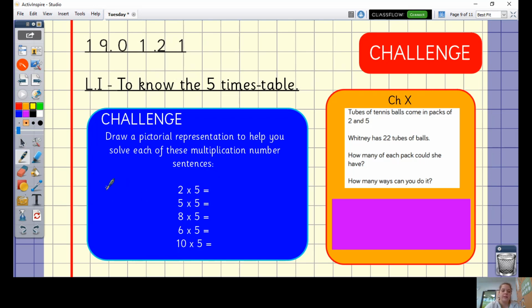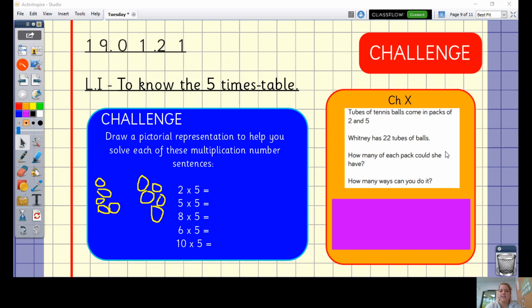So for example, over here, I might draw that's 1 group of 5, and then another group of 5 over here. Now, if you wanted to, you might want to draw an array. So 2 rows of 5 in an array, whichever you found easier, drawing an array or drawing a picture to help you find the answers to each of these. Okay, so that's what I want you to do for your challenge.